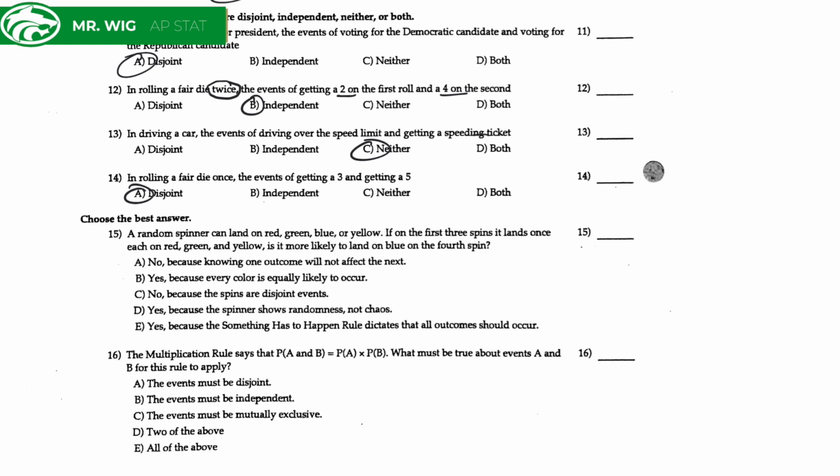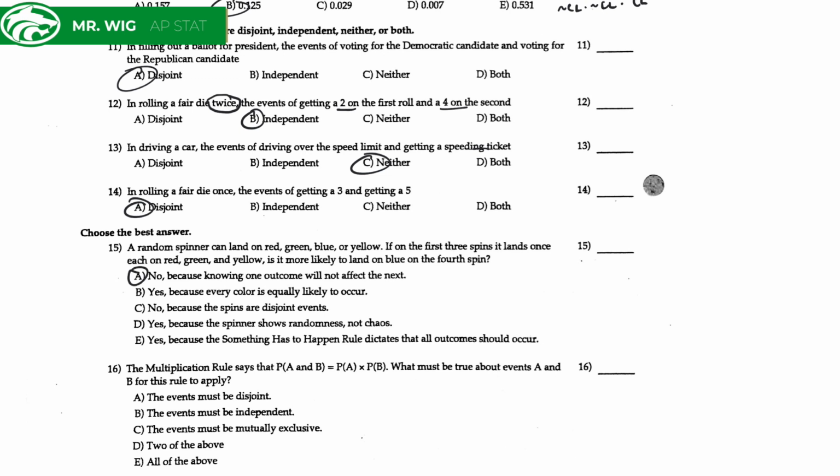15 and 16, yet again, is trying to get you to talk about definitions. It's asking if a random spinner can land on red, green, blue, or yellow. For the first three spins, it lands once each on yellow, red, and green. Is it more likely to land on blue on the fourth spin? You would say no, it's a spinner. It doesn't have a memory. It would be independent. Each time you do this, the spinner would land on whatever, right? So 15 would end up being A, no, because knowing one outcome will not affect the next. That's essentially the definition of independence.